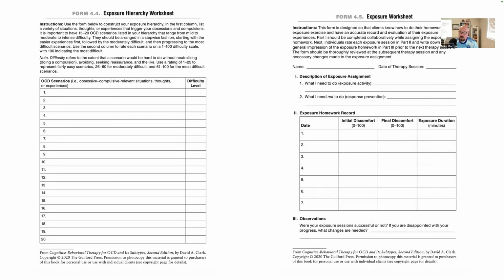So in this, we've got the one, two, and three. David A. Clark says, start with the one. What is the exposure we're going to do? How are we going to do it? And what do I need not to do? Then they do the homework, and before they come back, they reflect on what happened and bring that back to session. So it could be a really good way to engage in exposure homework.